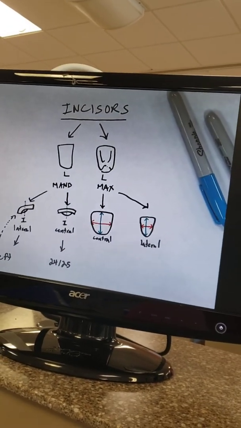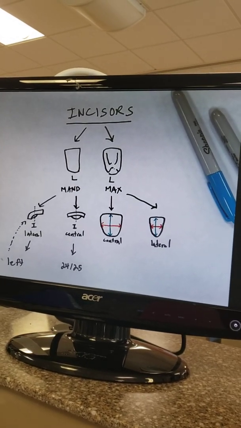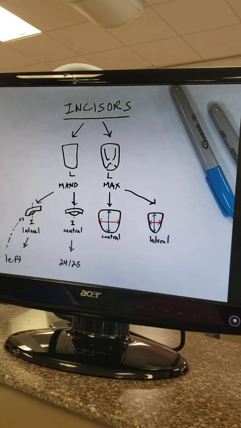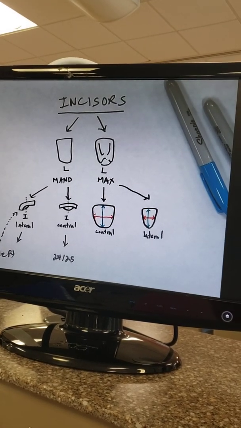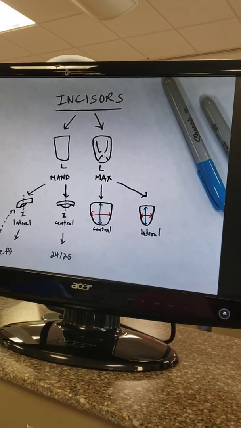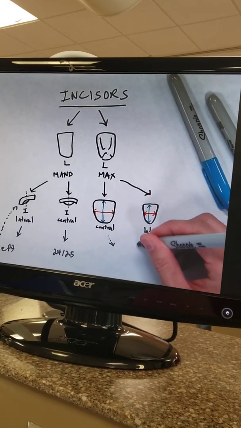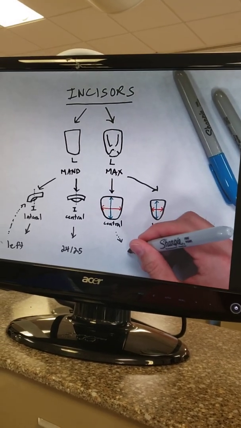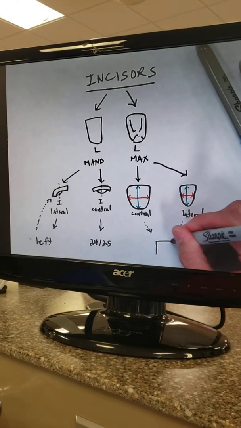Then once you know whether it's a central or a lateral, how do you tell left from right, okay? And the secret to this is finding out where the mesial and where the distal is, okay? So for both of them, it's basically the same rule. And I'll exaggerate this so that it's really clear, okay?